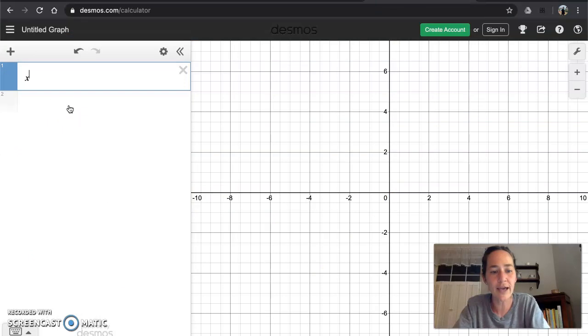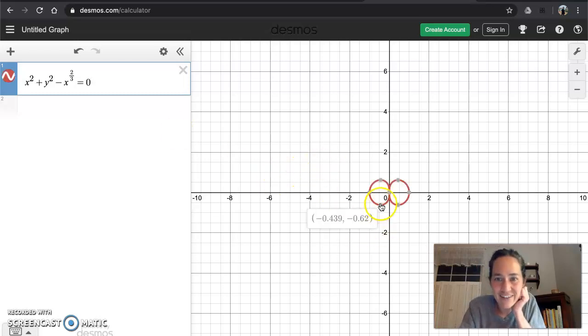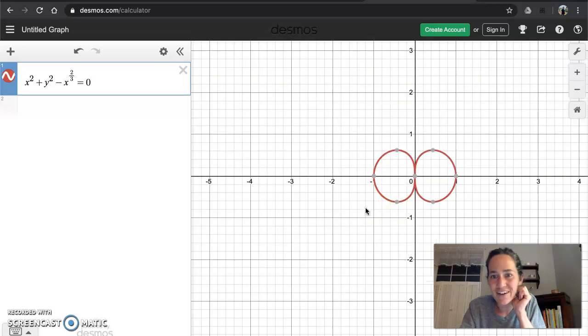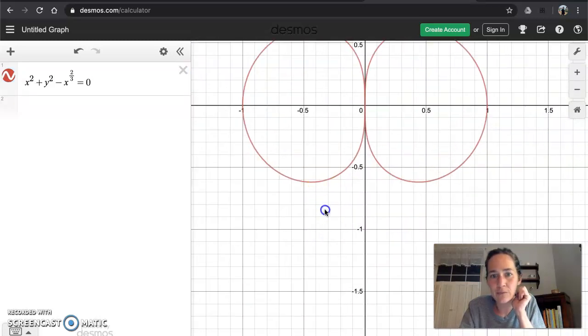So our equation was x squared plus y squared minus x, what was it, to the 2/3 power? X to the 2/3, wait for it, equals 0. Check it out. It's like I've got eyeballs here. So you've got these two kind of circular looking shapes.